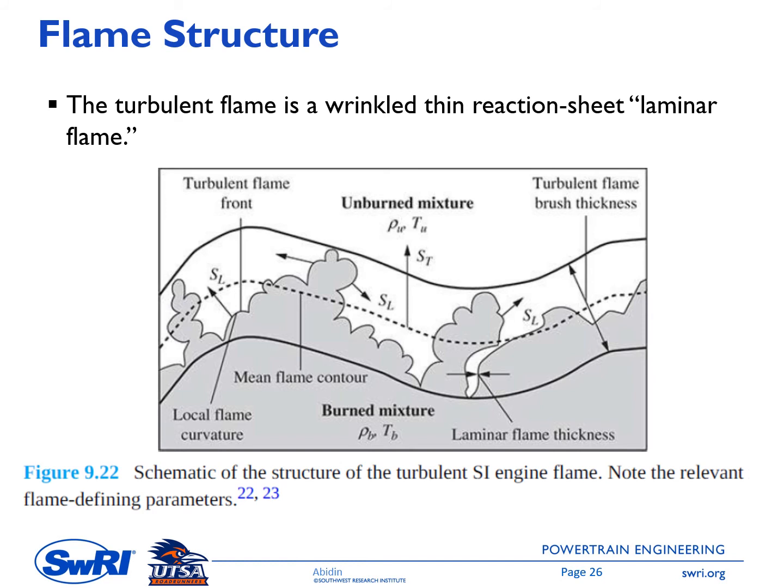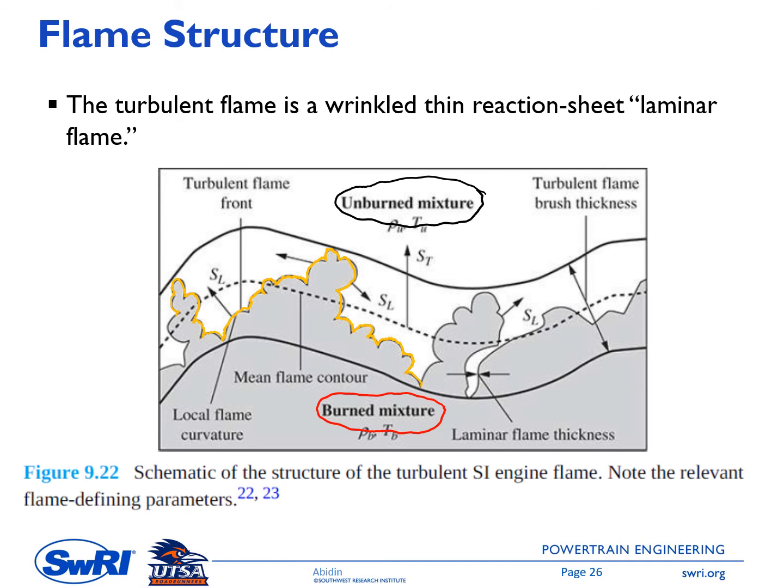So we have an unburned mixture ahead of the flame front, and then we have the burned mixture behind the flame front, and this is the flame front. I put an orange color here, and as you can see, because of the turbulence, the flame front is wrinkled, and this flame wrinkling increases the interface between the flame front and the unburned mixture. And because of this interface increase, the combustion speed is increased as well.